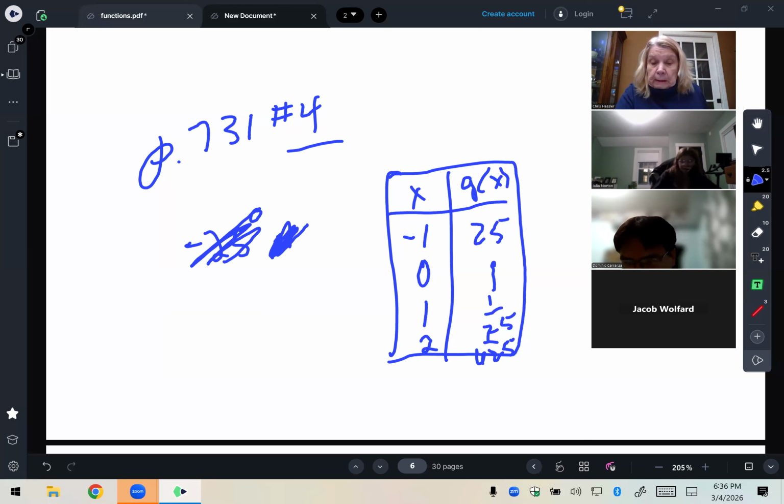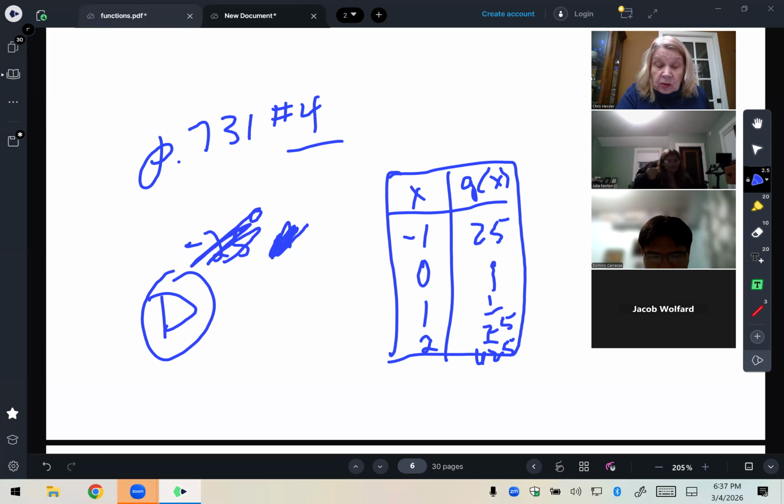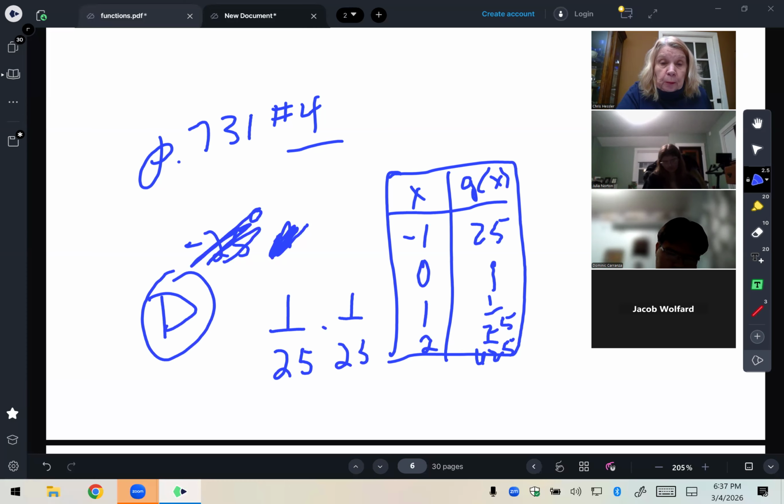B, if we put in 0 for x, we would get out a -1. C wouldn't work because we would get 25 where x is 1. We would not get 1 over 25. So it's going to be D. Because, let me write it out. So we'll have 1 over 25 times 1 over 25. And that's going to give me 1 over 625.